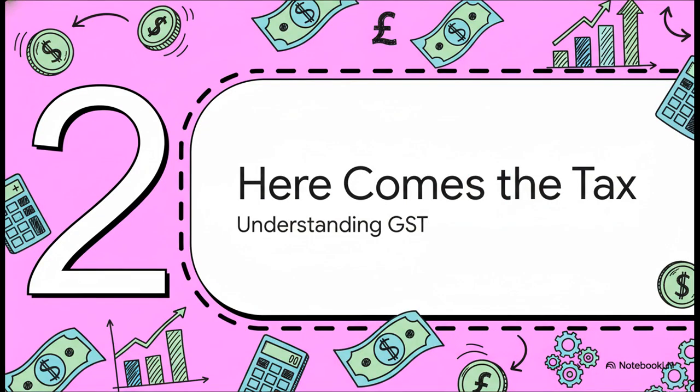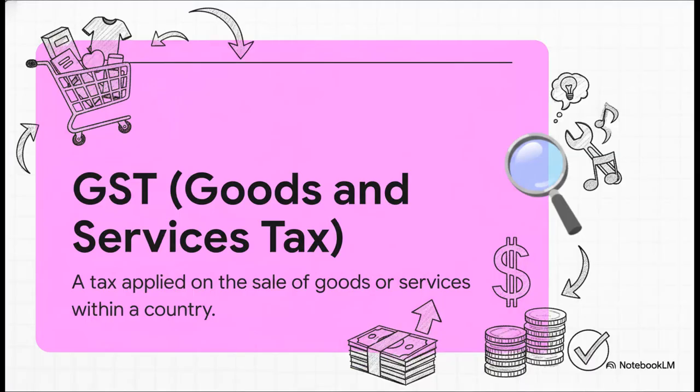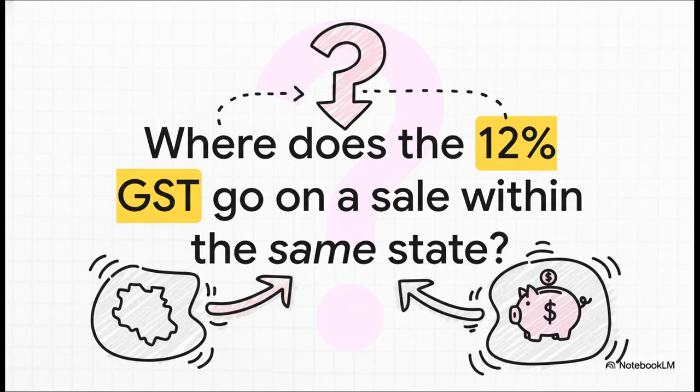All right, we've got our base price sorted. Now for the fun part, taxes. This is where the goods and services tax, or GST, makes its grand entrance. So what is GST, anyway? Well, in the simplest terms, it's a tax that gets applied whenever you buy goods or services. The whole idea was to take a whole mess of older, more complicated taxes and just replace them with one single streamlined system.